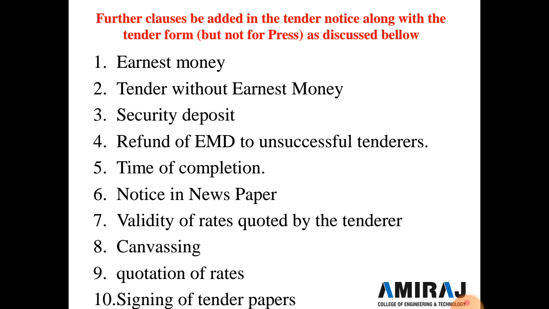And the seventh clause is the validity of the rate quoted by the tenderer. A tenderer shall be eligible to withdraw his tender only if he fails to receive acceptance and a work order within 19 days from the date of opening the tender, and if the tenderer withdraws his tender within this period of 19 days without giving a justifiable reason for such withdrawal to the satisfaction of the authority accepting the tender, his security money shall be forfeited.